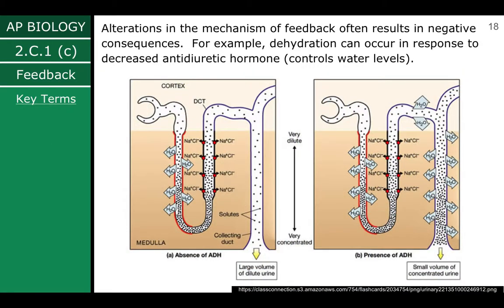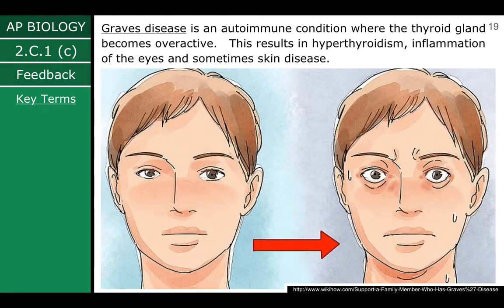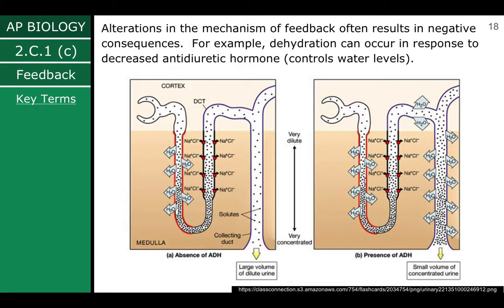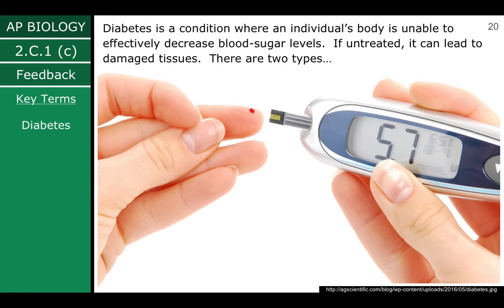Alterations in the mechanism of feedback often result in negative consequences. For example, dehydration can occur in response to decreased antidiuretic hormone, which controls water levels. Another example, and we're going to go in depth with all of these in class, so if you want to just write down the examples for now. Graves' disease is an autoimmune condition where the thyroid gland becomes overactive. This results in hyperthyroidism, inflammation of the eyes, and sometimes skin disease. Once again, all of these are when there's been some sort of an alteration to that feedback mechanism, and it's causing something negative to occur.